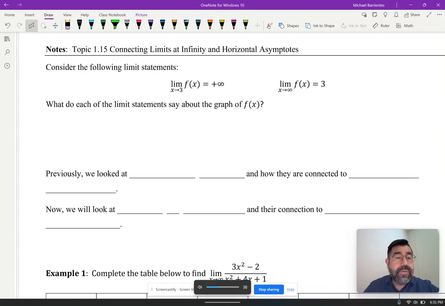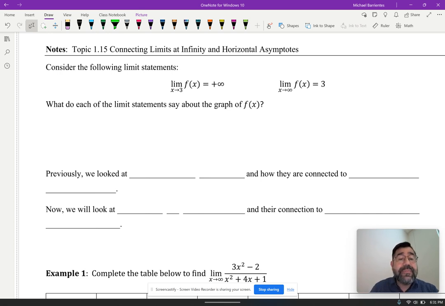Welcome to video 1 of topic 1.5. In topic 1.14, we talked about vertical asymptotes. We call those infinite limits, right? Because there isn't a limit value. It just goes to either positive or negative infinity.